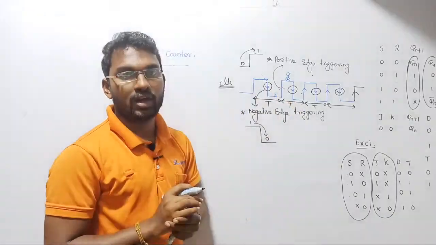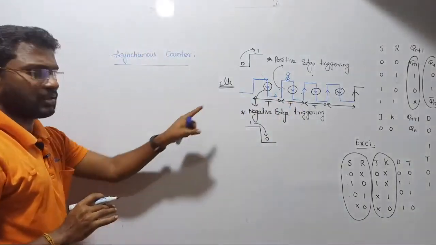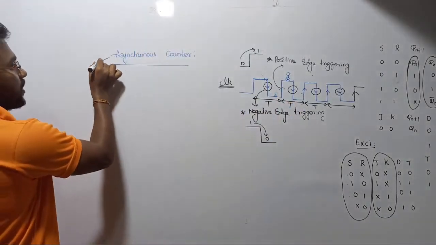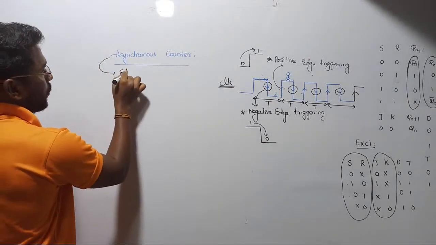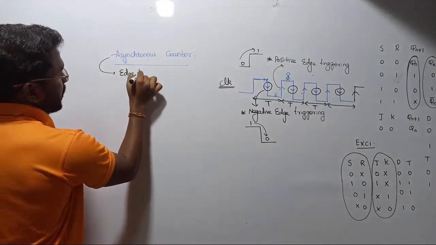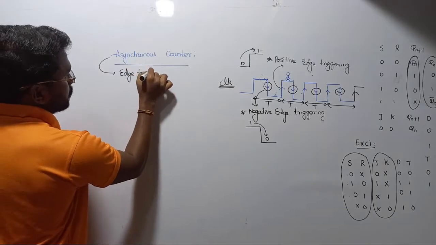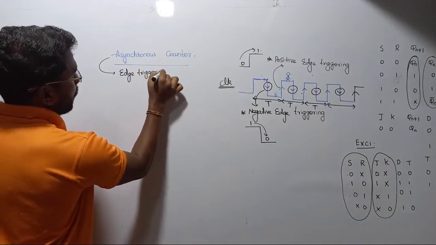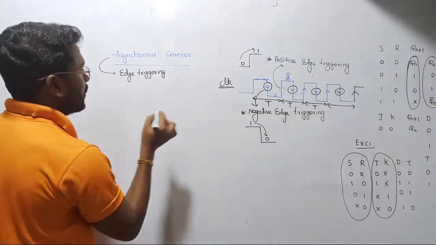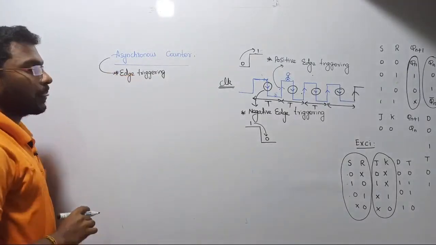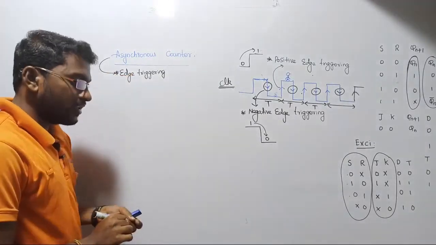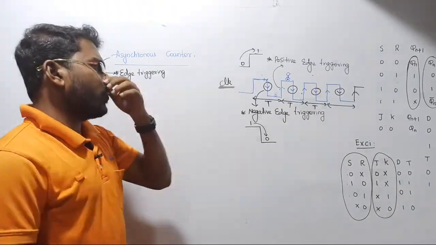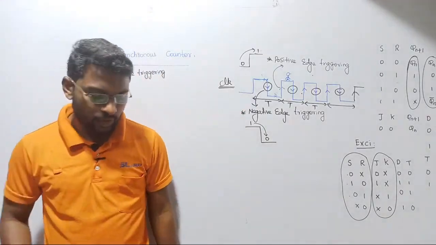Coming back, I hope things are very clear to you all. Let us design the circuit. That is enough, right? Now your asynchronous circuit will be implemented with the help of edge triggering only. We are going to use edge triggering here. That's why I talked about edge triggering. Shall we start our journey?